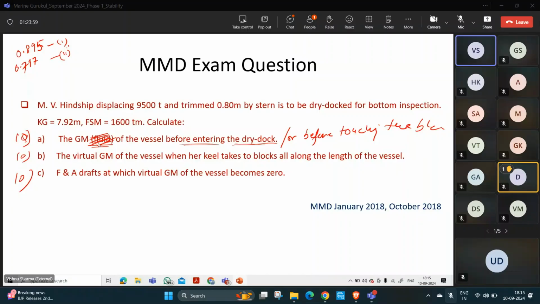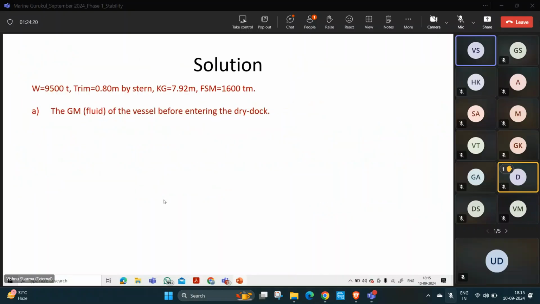Let me show you A and B, and then the forward and aft drafts at which the virtual GM of the vessel becomes 0, or the question could have been said, find the drafts forward and aft at which the vessel becomes unstable. Both would have meant the same thing. Anyway, these are the different languages we can use.